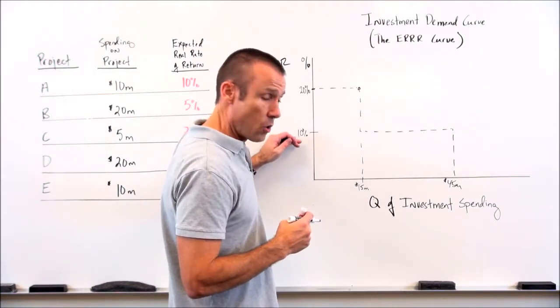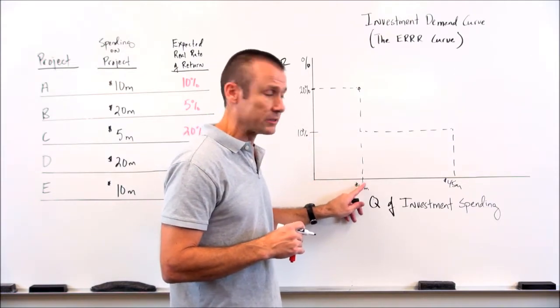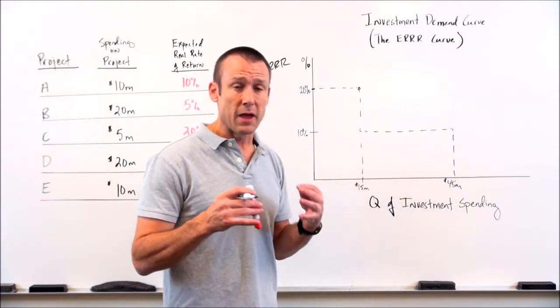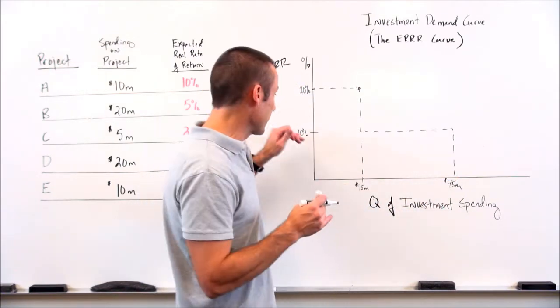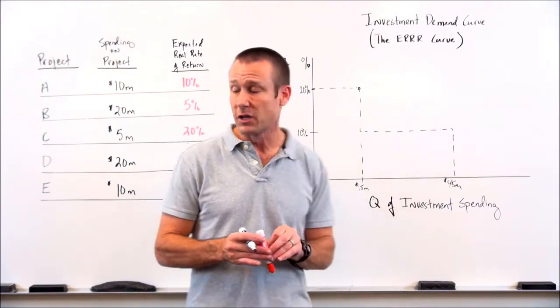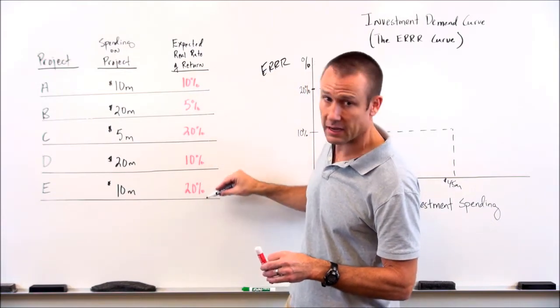rate dropped below 10%, we would continue to do these first two projects, but then we would also do these projects, okay? In other words, how much would we spend if the interest rate drops below 10%? We would spend $45 million because we would do projects A, C, D, and E.